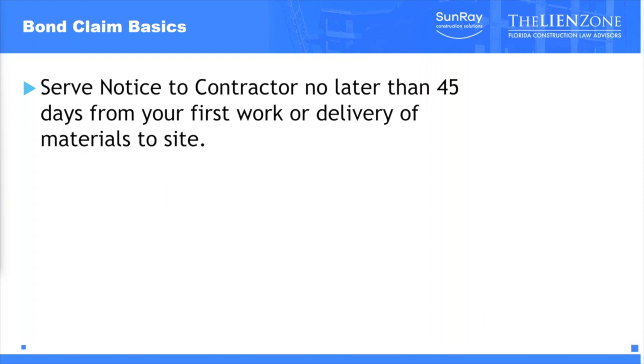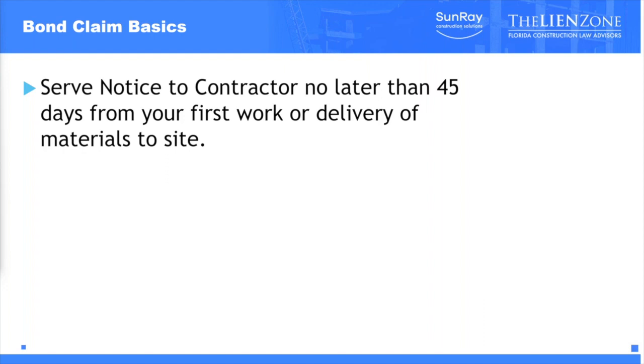So those were liens. That's when you have a lien on a piece of private property. What about when you have a claim on a payment bond, whether it's public or private, either one, but there's a payment bond that was issued by the contractor? What are the steps you need to follow? It's very similar to the steps that I've explained for the lien, with some slight differences. So step one, you need to serve a notice to contractor no later than 45 days from your first work or delivery of materials to the job site.